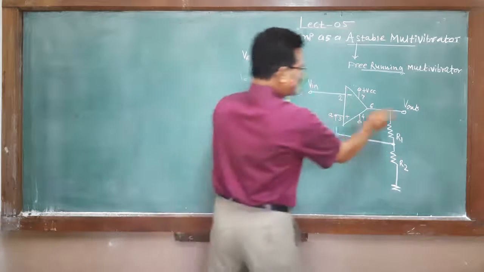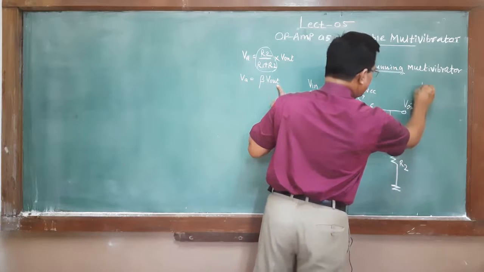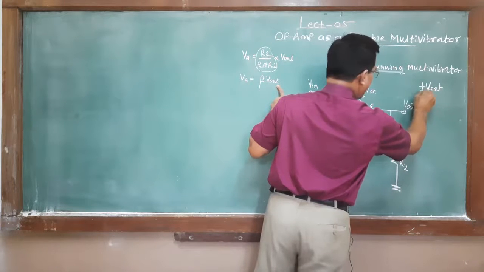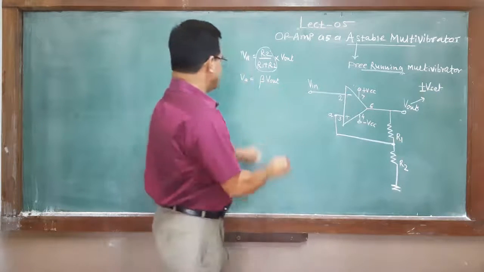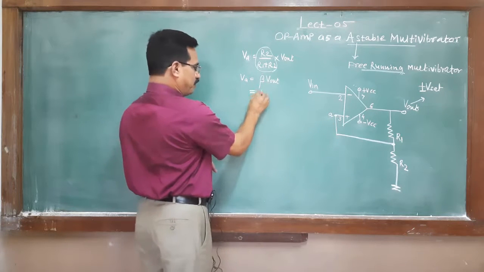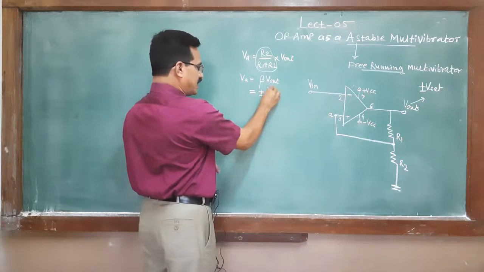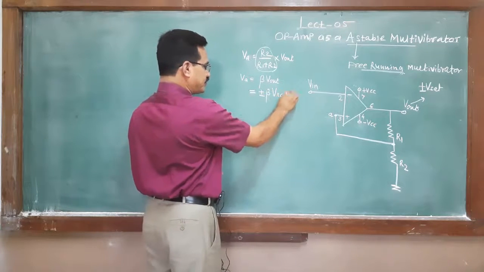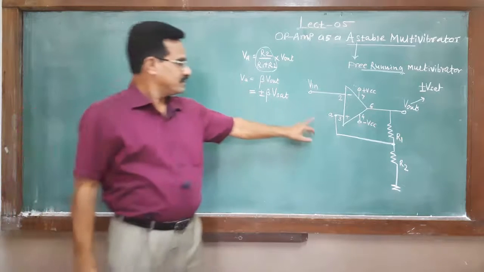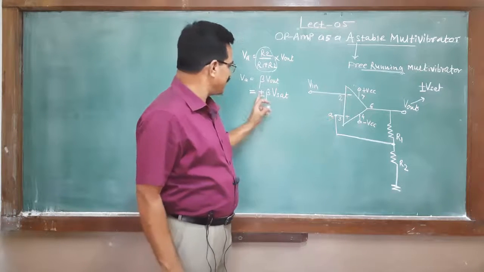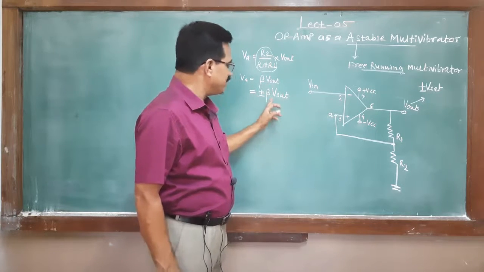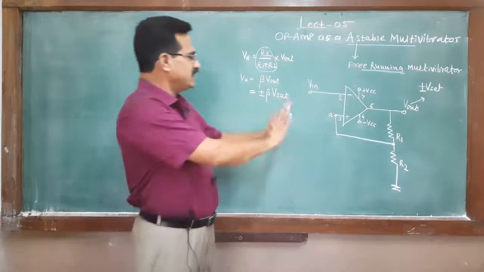But the output may be positive saturation or negative saturation, and that's why the input at this terminal must be plus or minus beta V saturation. Remember this. For this circuit, the voltage may be plus beta V saturation or minus beta V saturation. This is actually a very simple circuit.